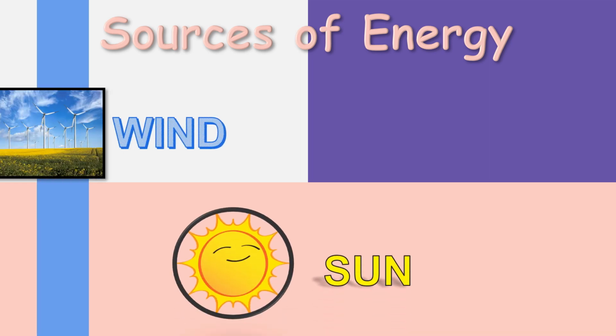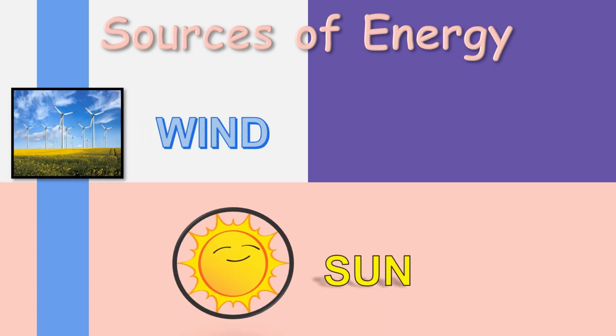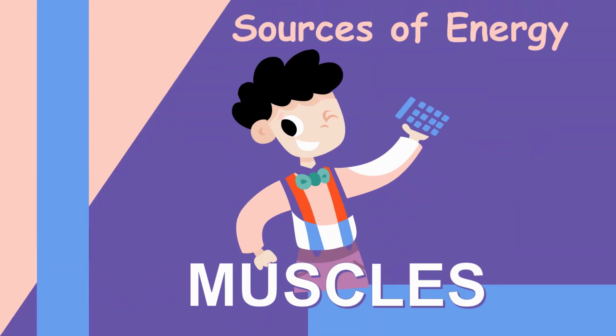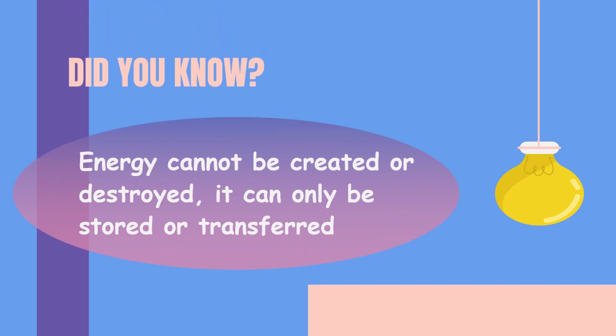Now, what are the sources of energy, or where can we find energy? Energy can be found in the sun. It can also be found in the wind and also in water. And yes, energy can also be found in your muscles. Did you know that energy cannot be created or destroyed? It can only be stored or transferred.